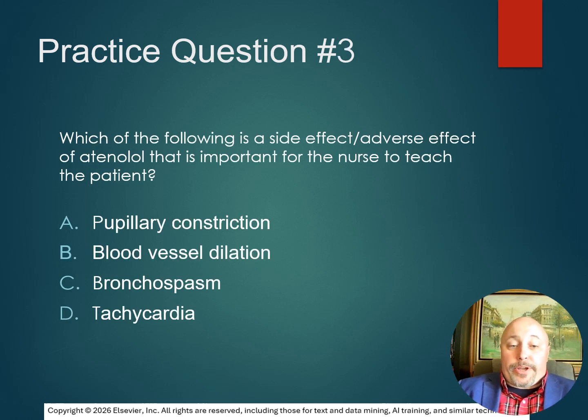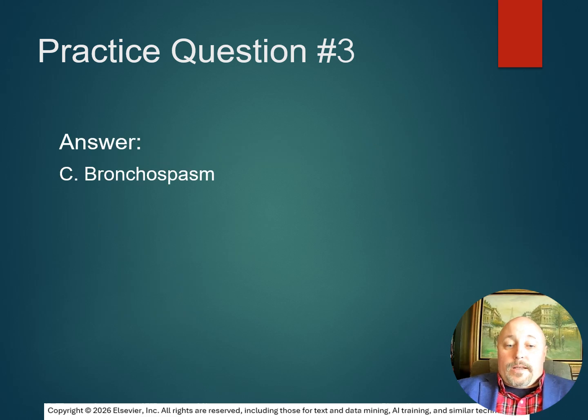For question three, which of the following is a side effect or adverse effect of atenolol that's important for the nurse to teach the patient? Would that be A, pupillary constriction, B, blood vessel dilation, C, bronchospasm, or D, tachycardia? And that answer is going to be C, bronchospasm. This is especially important with patients that have a history of asthma. And again, our correct answer falls under that airway, breathing, and circulation prioritization.